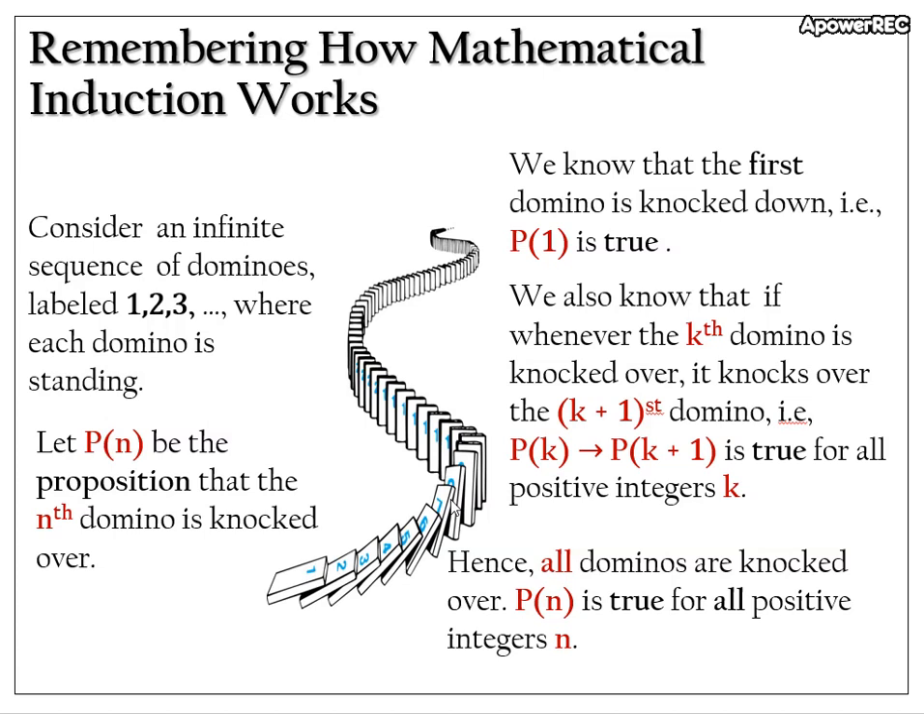Okay. So if we assume that these two steps in the proof are taken care of, or we are able to establish these two rules, then it's safe to assume that all the dominoes can be knocked over. Or in other words, that the proposition is true for all positive integers n.